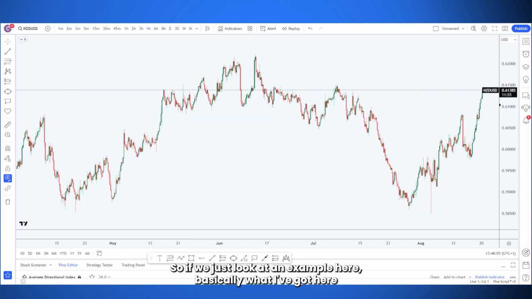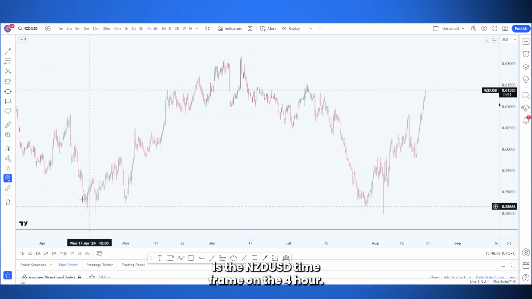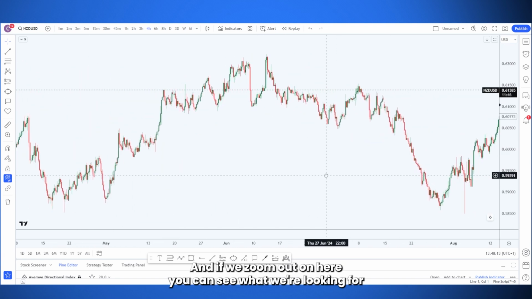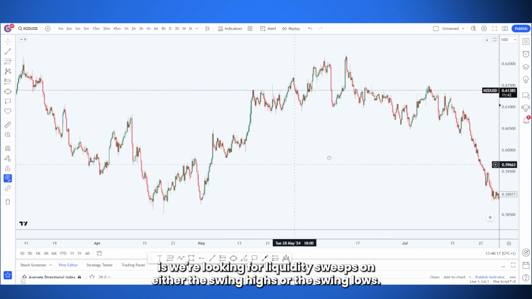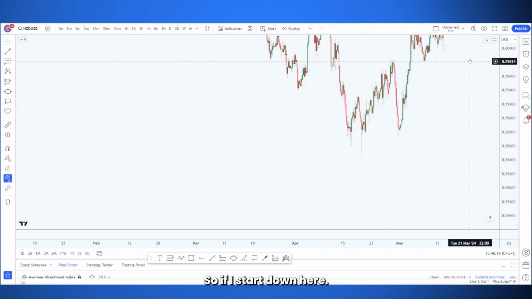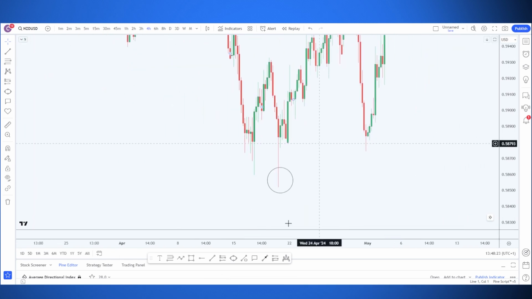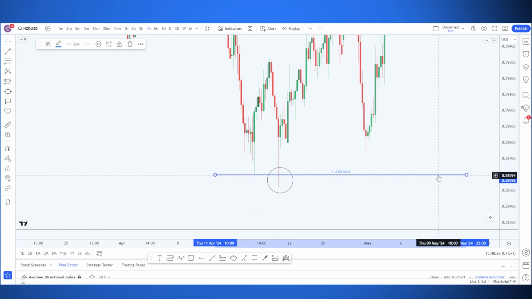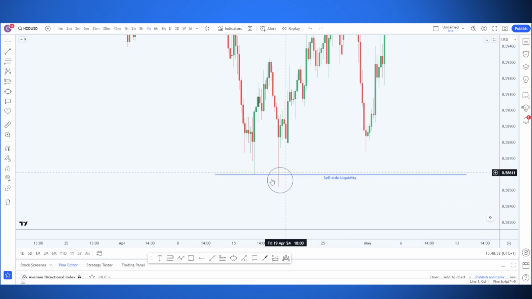So if we just look at an example here, basically what I've got here is the New Zealand dollar US dollar time frame on the 4-hour. And if we zoom out on here, you can see what we're looking for is we're looking for liquidity sweeps on either the swing highs or the swing lows. So if I start down here, you can see that we have a successful sell side liquidity sweep at this low.